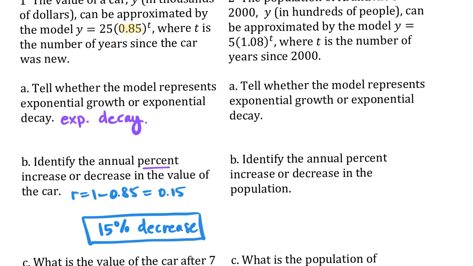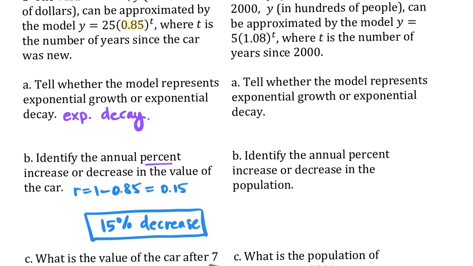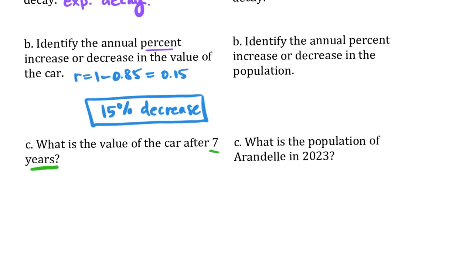Okay, the last question asks, what is the value of the car after 7 years? 7 years. Okay, let me go back to the problem. Where does it talk about years? T is the number of years. So I'm going to plug 7 years right here. Okay, so y equals 25 times 0.85 to the 7 years.